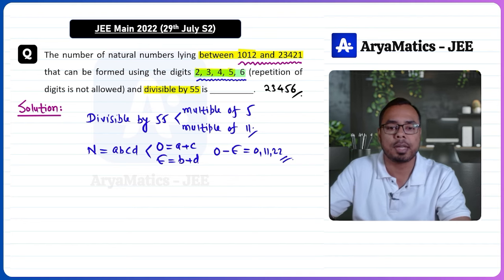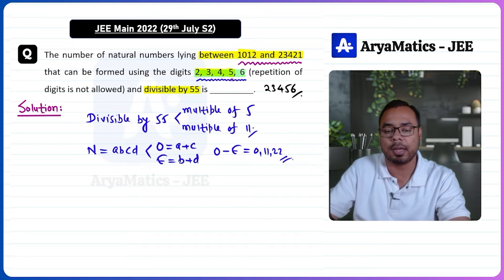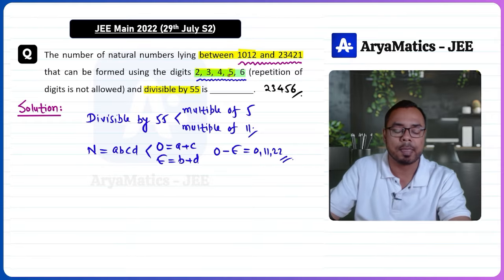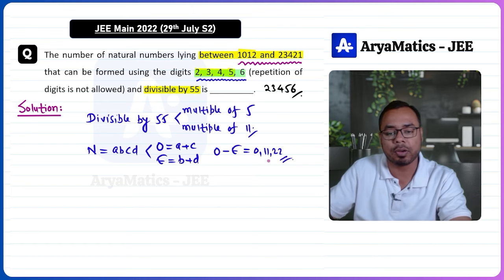Also you can notice that here O minus E cannot be 11 or 22. From the given digits, the maximum value of O minus E you can create is if I take 5 and 6 at odd place and 2 and 3 at even place. So the sum of digits at odd place will be 11, at even place 2 plus 3, 5, and their difference is 6. So from the given digits, you cannot get a difference of 11 or 22 and so on for O minus E.